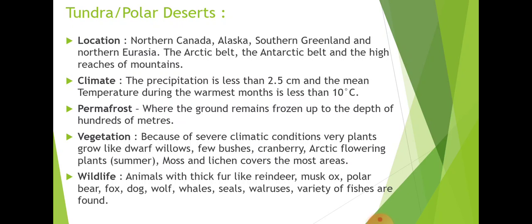Now let us see the vegetation. The vegetation found in these regions is limited because of the severe climate. Few plants grow, like dwarf willows, few bushes, cranberry, arctic flowering plants that grow in summer only, not winters, moss and lichens. So this vegetation covers almost all of the tundra and polar desert. Now the wildlife found in these regions includes animals with thick furs like reindeer, musk ox, polar bear, fox, dog, wolves, whales, seals, walruses. A variety of fishes are found in these regions.